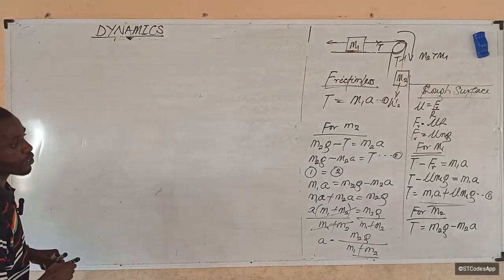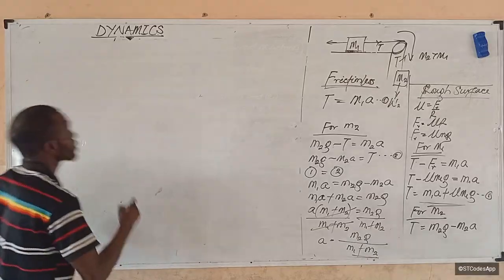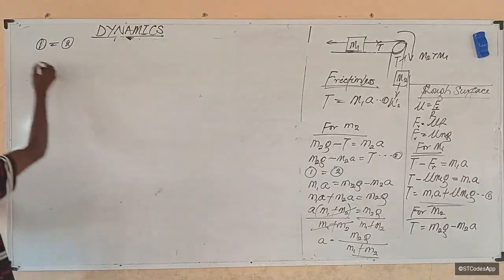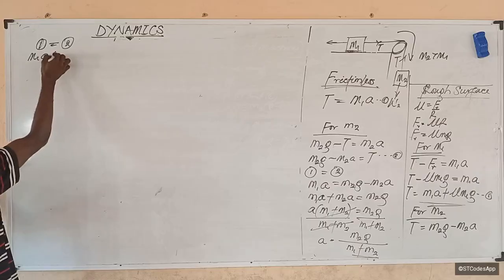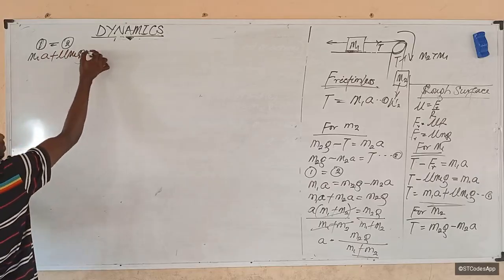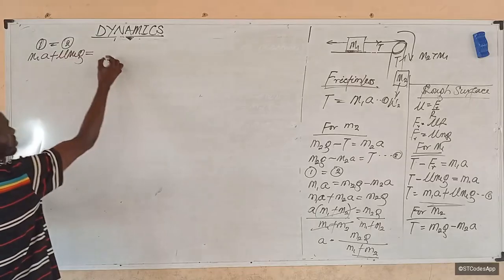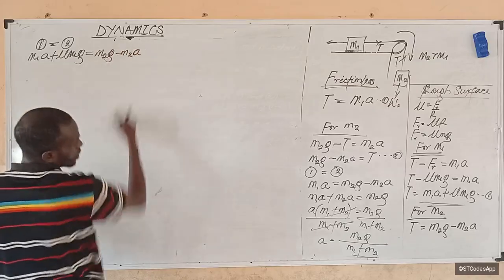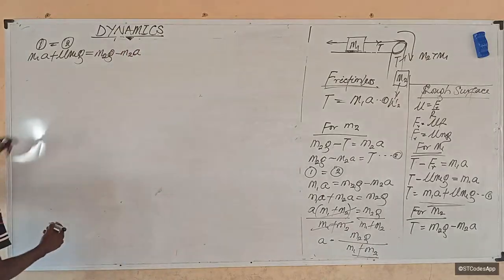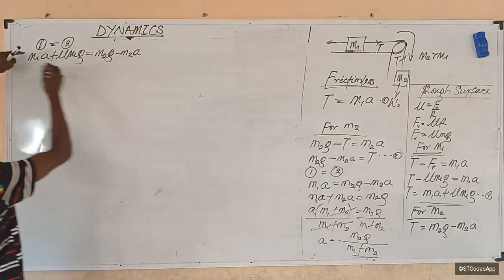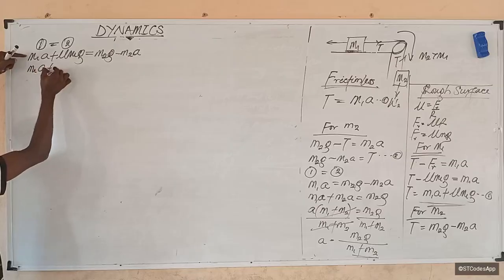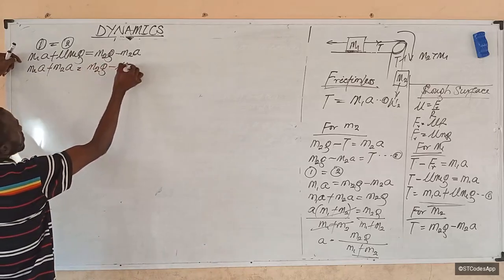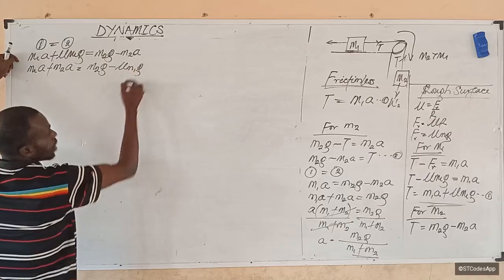So we know that we now equate 1 and 2. Now let's equate 1 and 2. 1 is M1A plus mu M1G. So it should be equal to 2, which is M2G minus M2A. Is that clear? So if this be the case, we bring these guys together. M1A plus M2A is equal to M2G minus mu M1G.